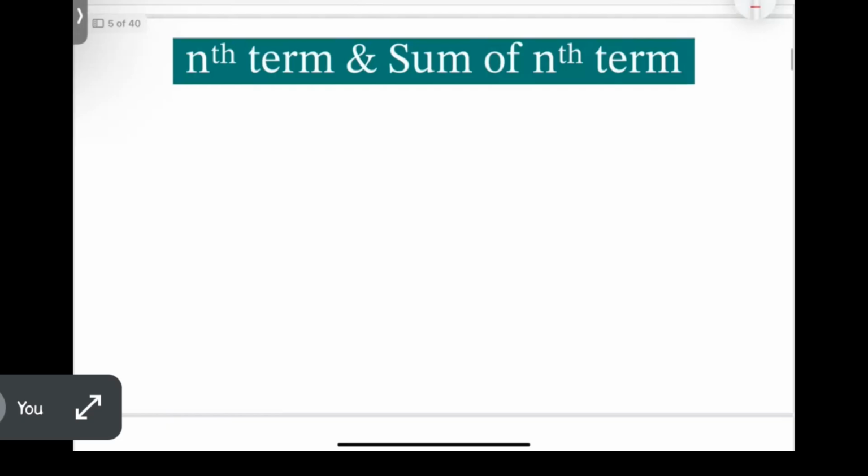So what is the nth term? First thing you need to understand is you need to know what is AP. AP, we call it arithmetic progression. So we say that a series is an AP if it is following a certain pattern. For example, let's say 2, 4, 6, 8, 10, and so on. If you look at this pattern, every term there's a plus of 2. That means this kind of series, we call it AP.